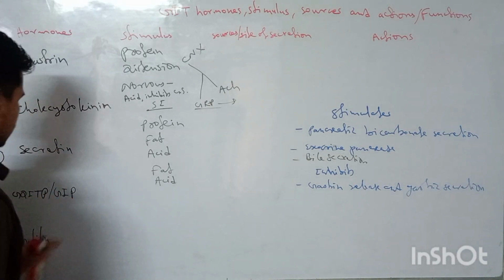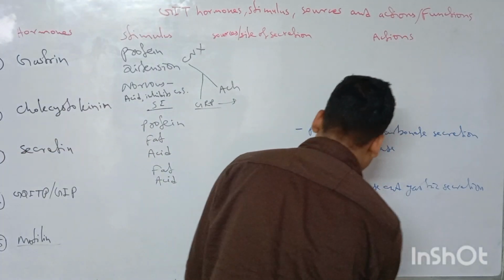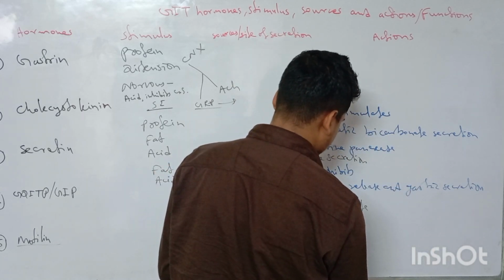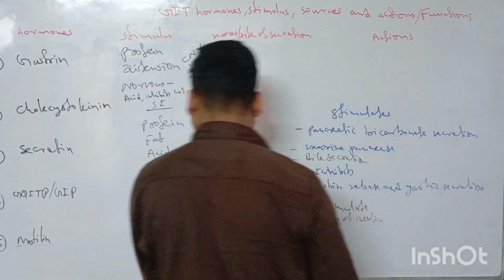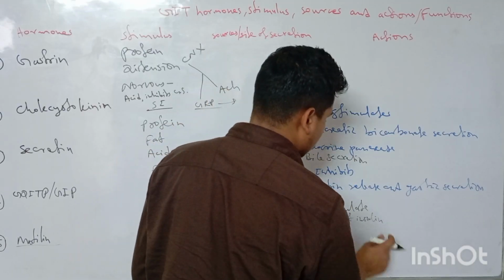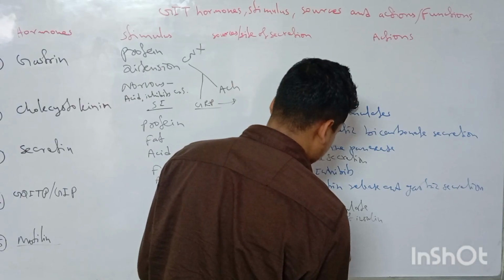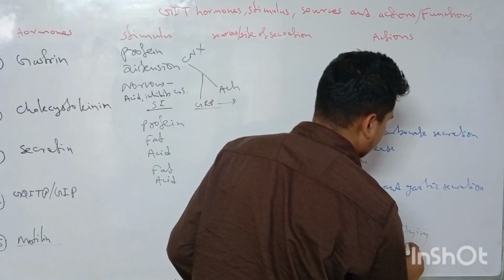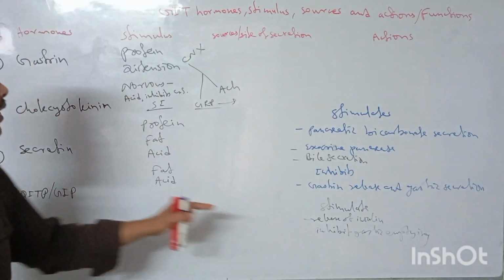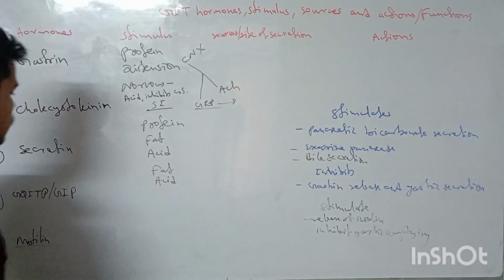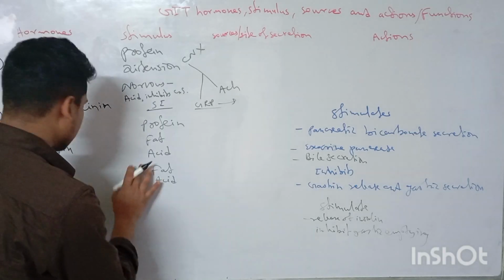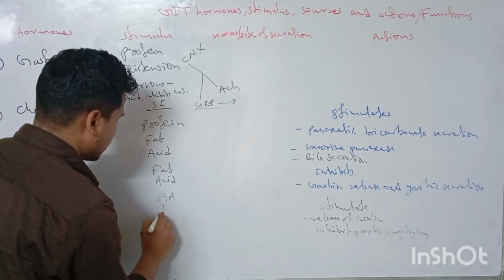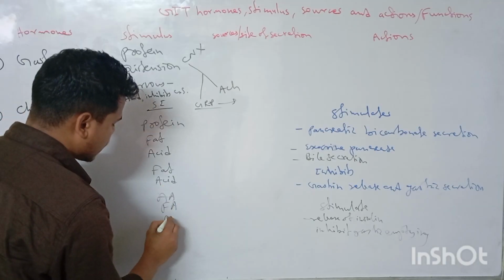Now I will talk about gastric inhibitory peptide. This gastric inhibitory peptide will stimulate the release of insulin, and it will also inhibit gastric emptying. However, the strong hormone for inhibiting gastric emptying is cholecystokinin. The stimulus for GIP will be all types of food, like proteins, amino acids, fatty acids, and in some amount monosaccharides too.